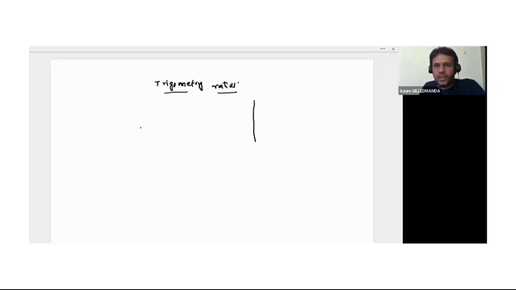Let's say this is a right angle triangle. I'm drawing with freehand, so it's supposed to be all straight lines. This is a right angle triangle with this as a right angle. Let's name this triangle A, B, and C.